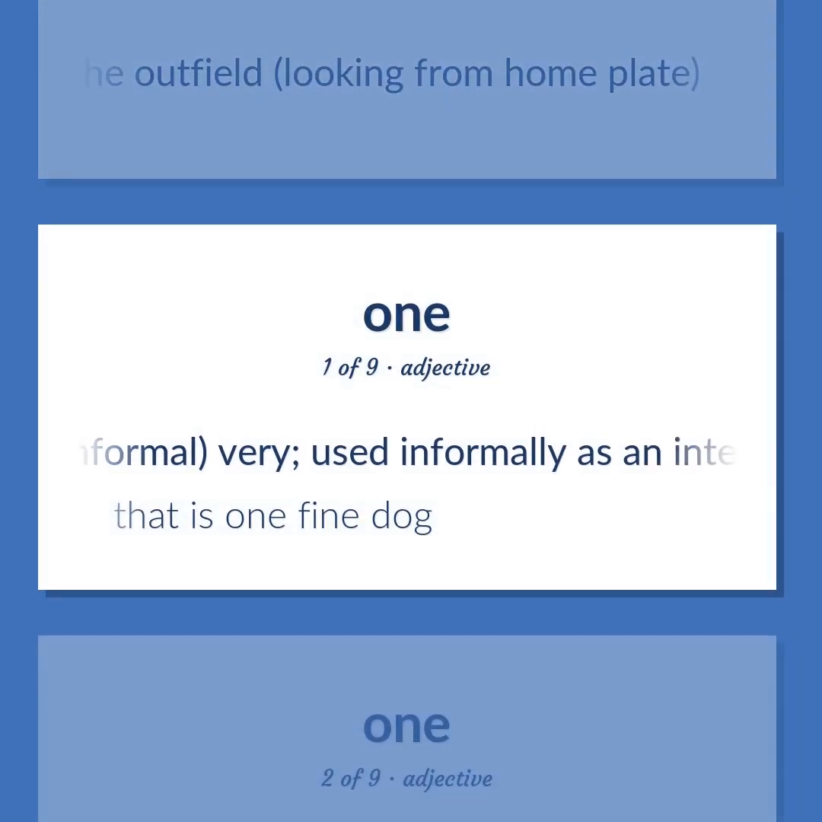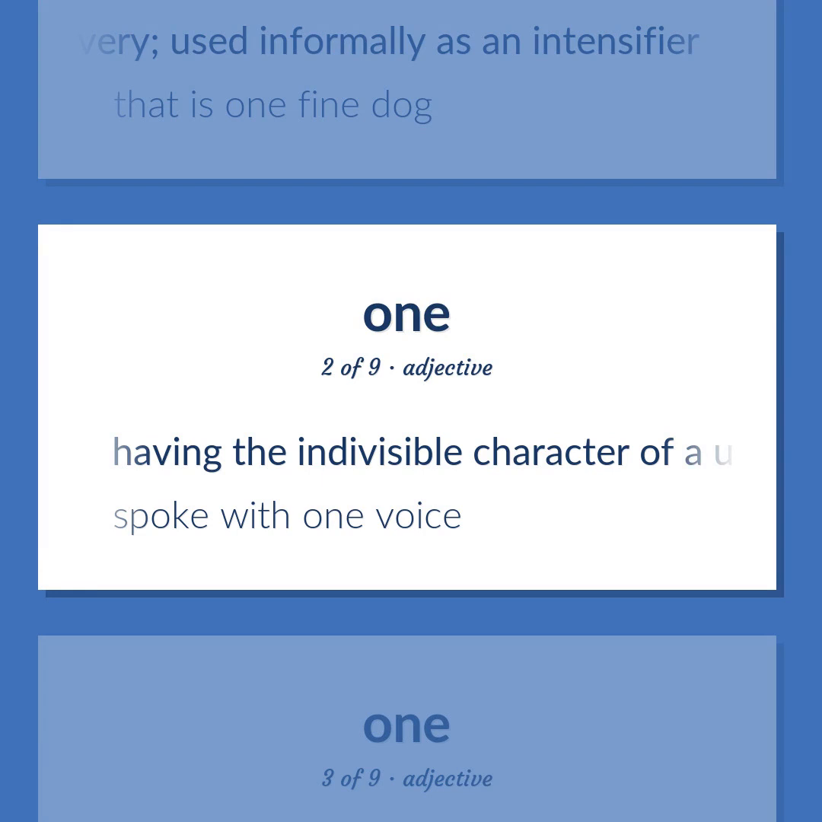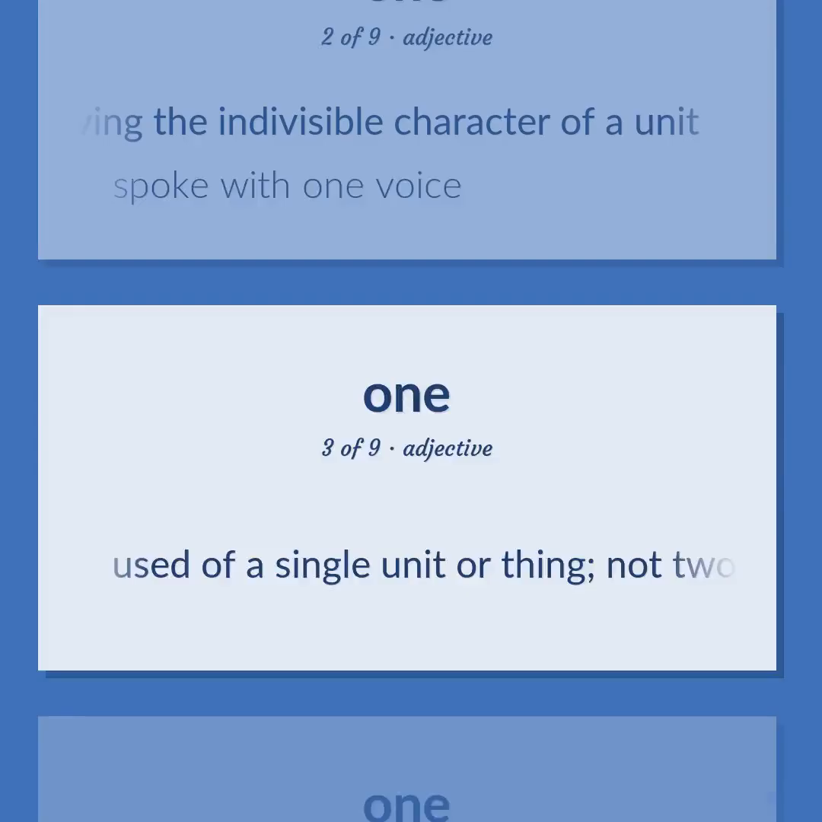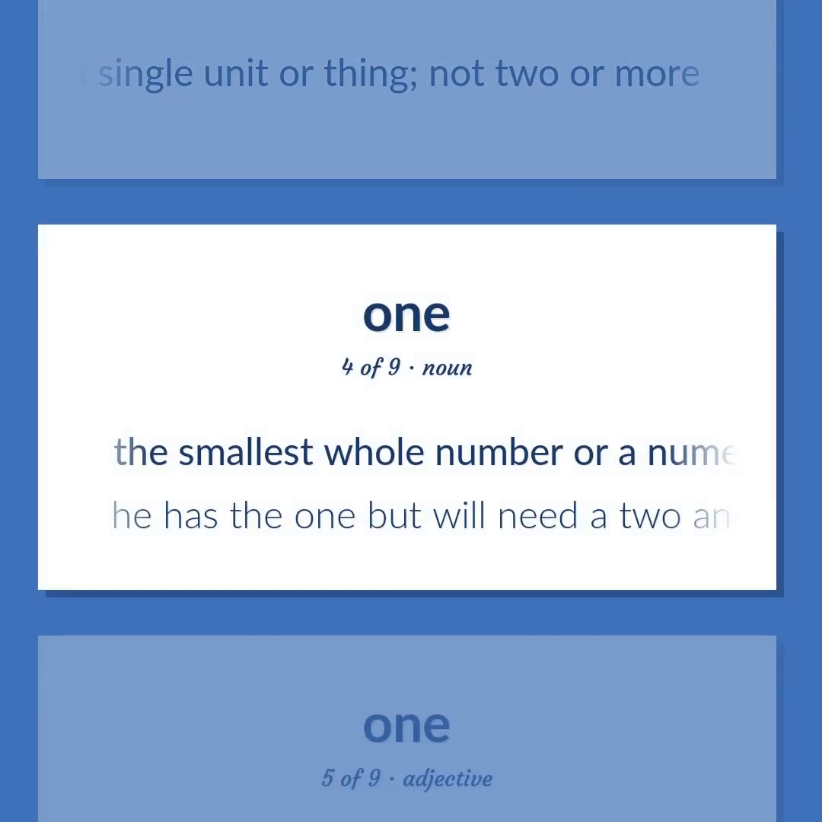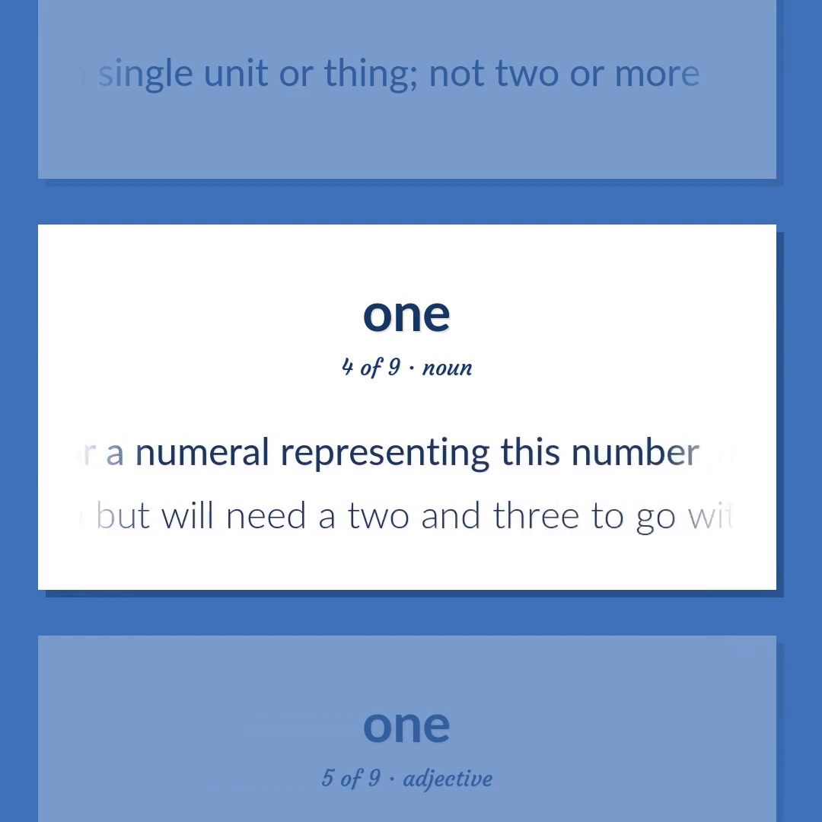Informal, very. Used informally as an intensifier. That is one fine dog. Having the indivisible character of a unit. Spoke with one voice. Used of a single unit or thing, not two or more. The smallest whole number or a numeral representing this number. He has the 1 but will need a 2 and 3 to go with it.